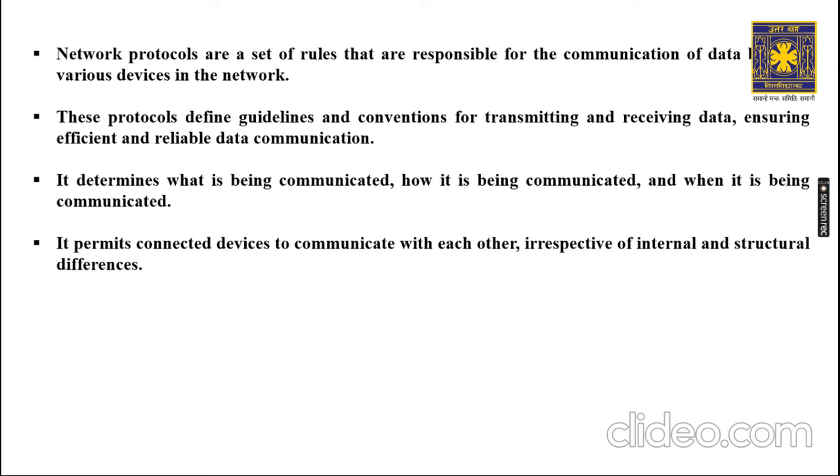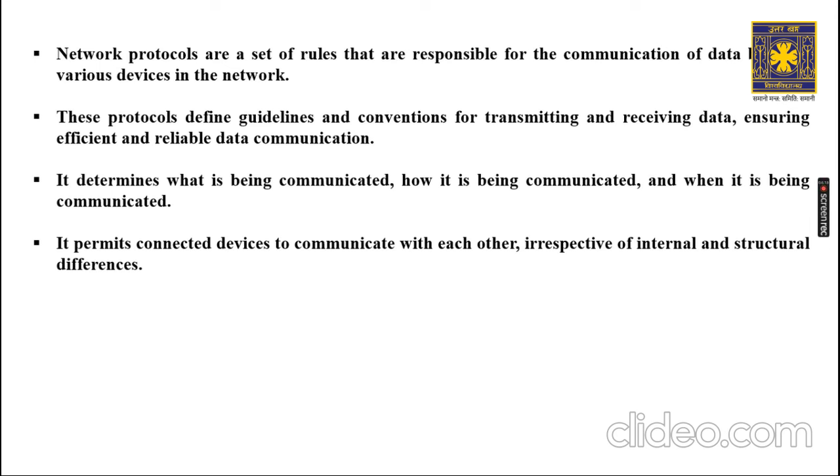Now protocols also determine what is being communicated. If you send A, then the receiver should receive A. If you send A and it is changed on the way to B, and the receiver is receiving B, that is not good communication. So it is false communication. So how it is being communicated and what is being communicated, all these things are dealt with.